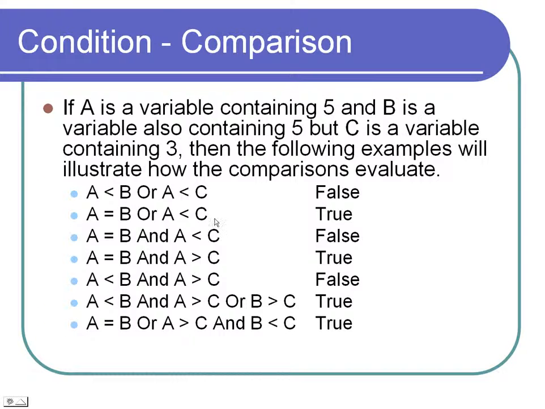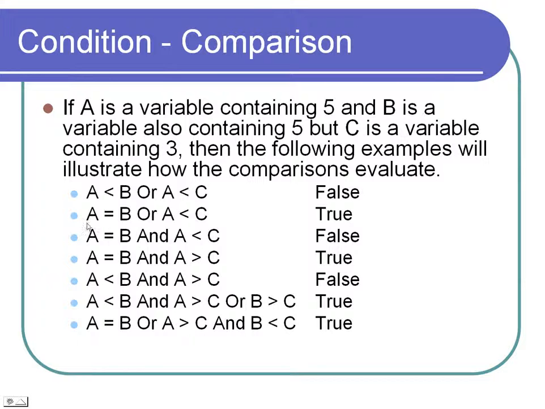To show you some more complex conditions, here are some that we've been using. Here's A less than B or A less than C. Let's see what that is. This would be 5 less than 5. Is that true? No, that's false. And we OR it with 5 less than 3. Both of those are false, and in an OR, they both must be false in order for the whole thing to be false. We'll see that in a little bit in the truth tables.